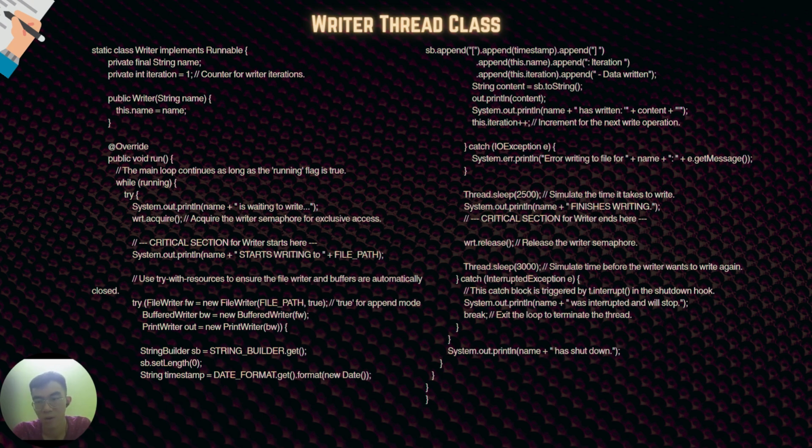We'll print the message where we're waiting for the file for writers, and then the message when it is done opening to write. And then we will use the thread.sleep 2500 to simulate the time that writers take to write. And then that's the end of the critical section. After the critical section ends, we will write the release. And then we also will use again the thread.sleep 3000 so that it has time before the writer wants to write again. And then for the interrupt section, this call is triggered by shutdown hook. It means that when there is a keyboard interrupt, like Control C, it will automatically shut down the process. After the keyboard interrupt, it will show writers and readers have shut down. That's all for me. Thank you.